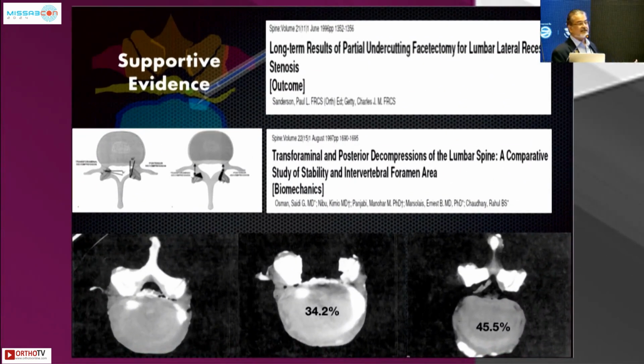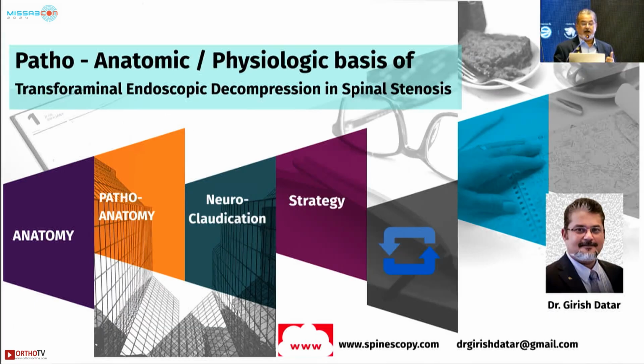So what do you need to do? How much evidence is there for this? Am I really violating the facet? There are so many papers. I have just represented one long-term result. There is no great instability occurring in these cases because the majority of the facet joint is at the level of the pedicle. The part at the level of the disc is hardly anything, little. And 45.5% was the increase in volume when you do a bilateral decompression transforaminally, as compared to 34.2% when you do it interlaminar. So this gives a sufficient amount of courage to do it.